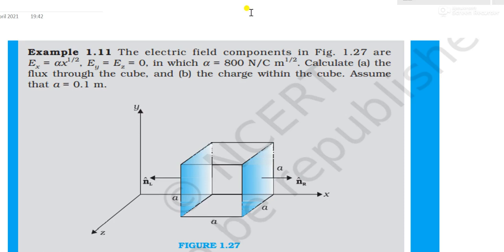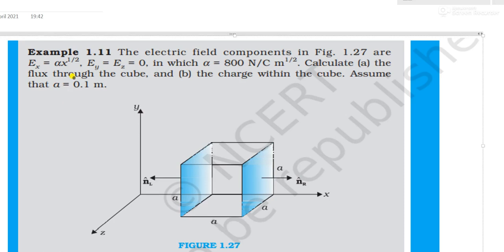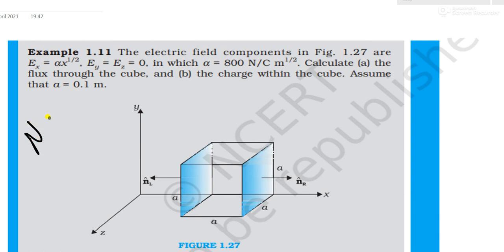Hello students. Today we are going to see NCERT example problem number 11.1. It's an NCERT example for class 12.